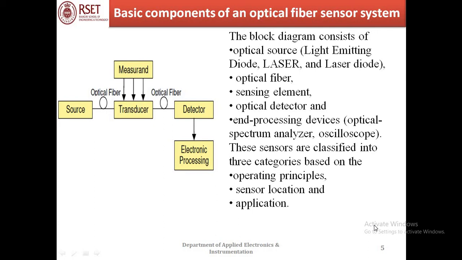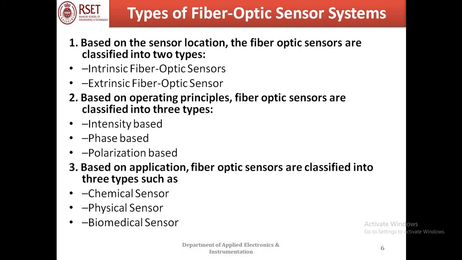Based on the operating principles, sensor location and application, we classify optical sensors into three categories. So we are going to see in detail about the types of fiber optic sensor systems. Based on sensor location, fiber optic sensors are classified into two types, that is extrinsic or intrinsic.